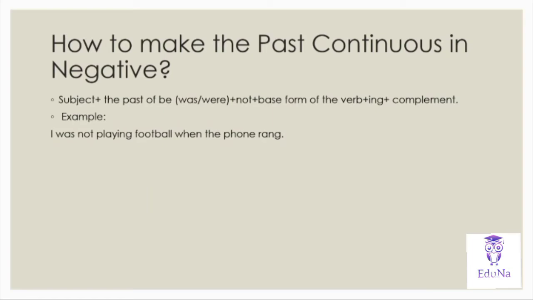Now, how to make the past continuous negative? We put the subject, then the past of be, was or were, as in the affirmative, then not, then the base form of the verb plus ing, then the complement.